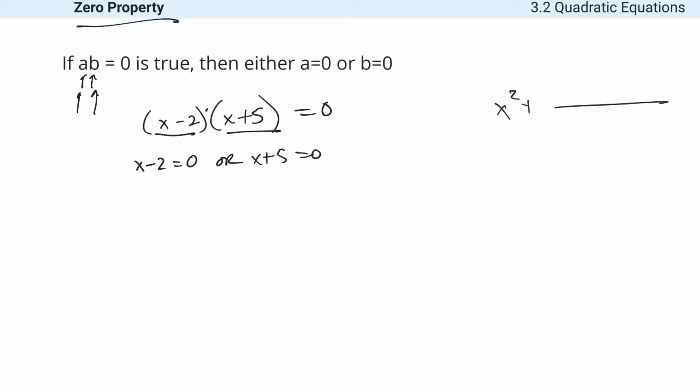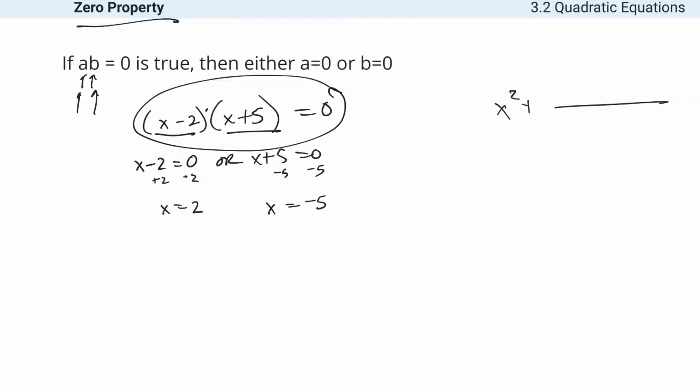And then to solve each one of these, I'd add 2 on this side, so I get x is equal to 2. And on this one, I'd subtract 5 on each side, so I'd get x equals minus 5. So the solutions to this equation here are x is 2 and x is negative 5. That's the zero property. And that's why we learn to factor.